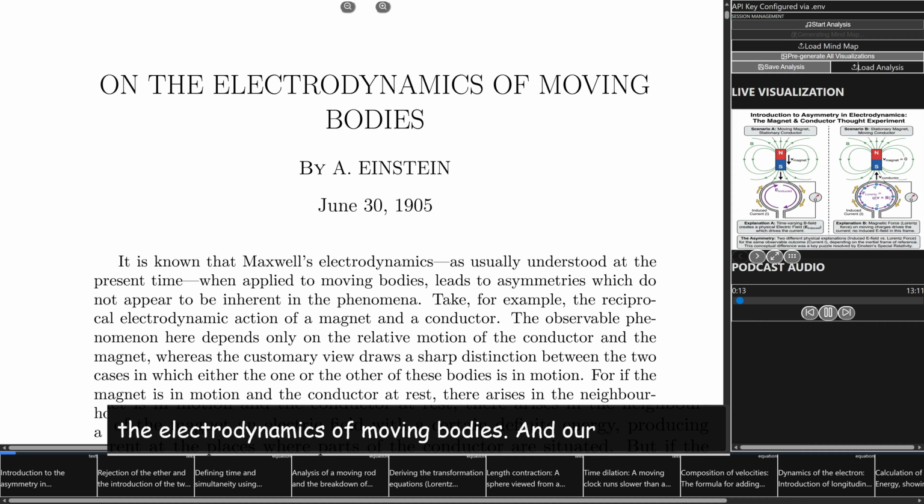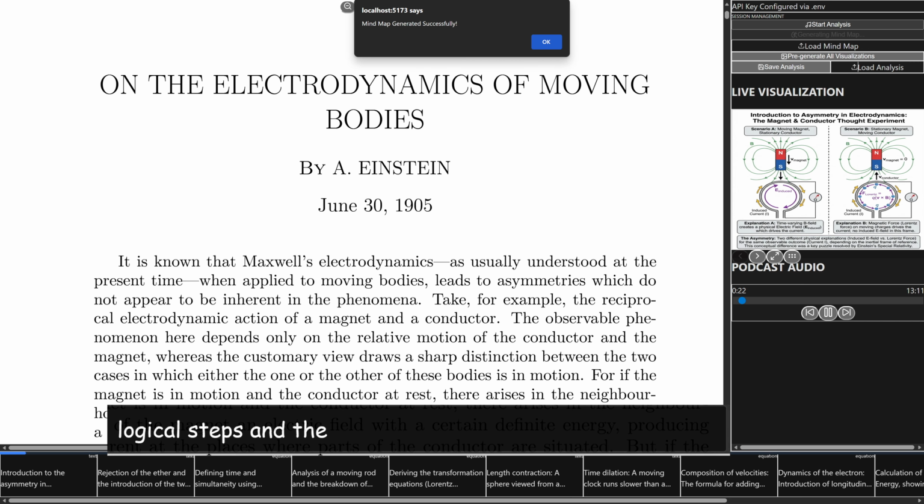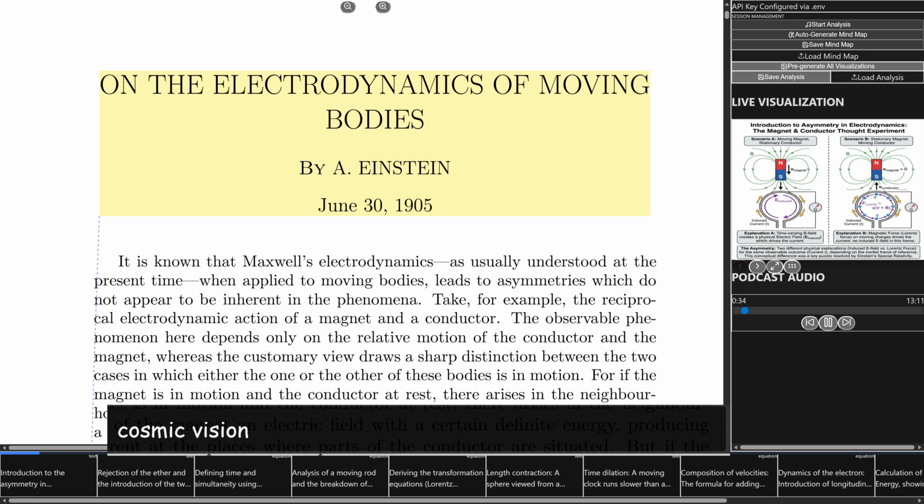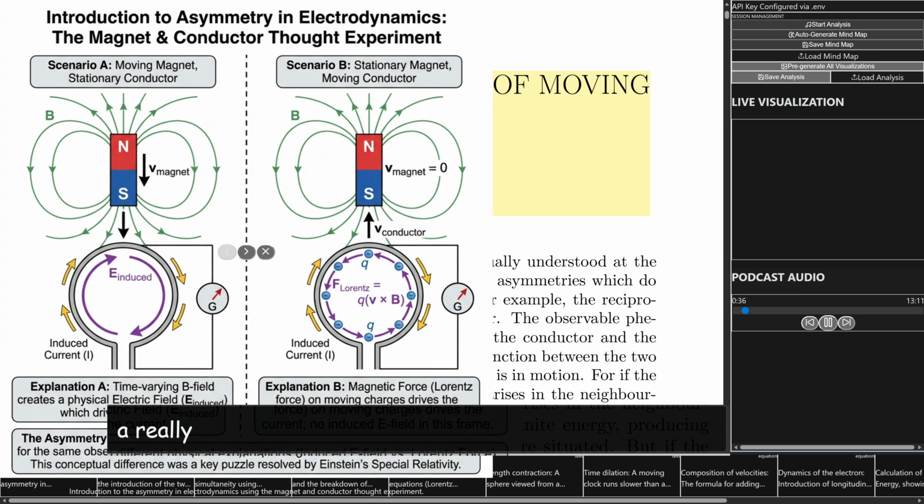And our mission here is to get past the usual summaries, the stuff you see in documentaries. We're going straight into the math. Exactly. We want to understand the actual logical steps and the precise definitions he used to build special relativity from the ground up. This is really about the mechanics of the theory. Right. And what's so fascinating is that he doesn't start with some grand cosmic vision. He starts with a really practical problem, a kind of asymmetry in the physics of his time.